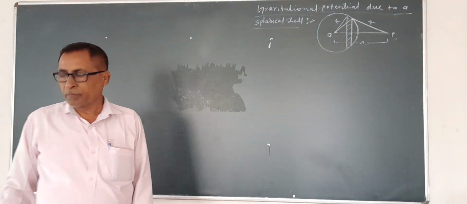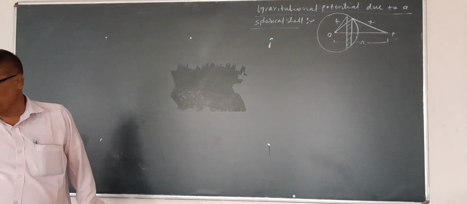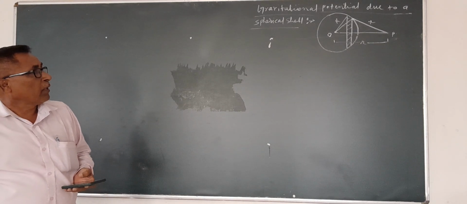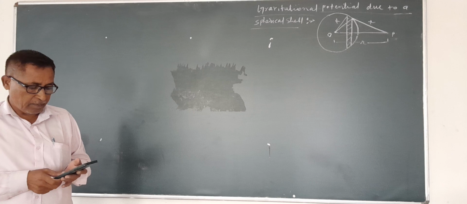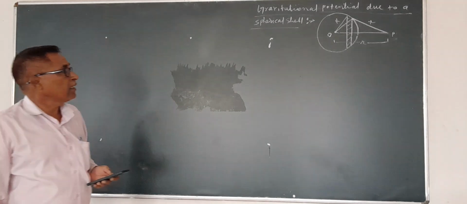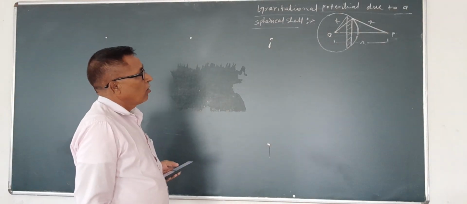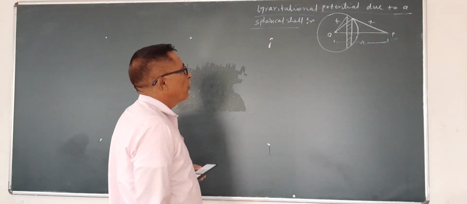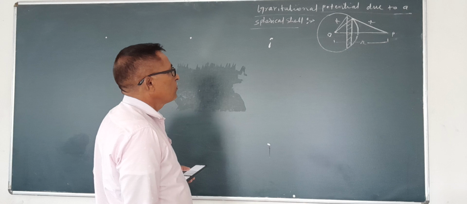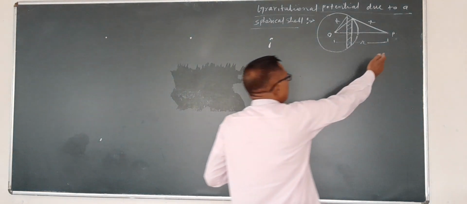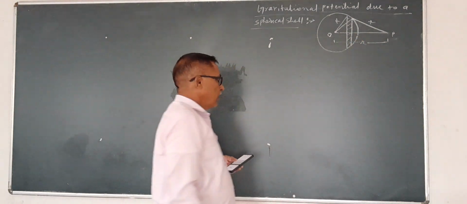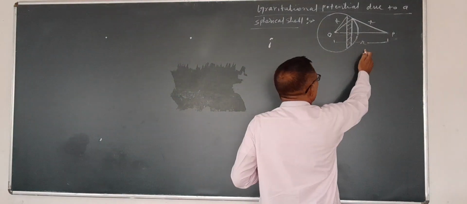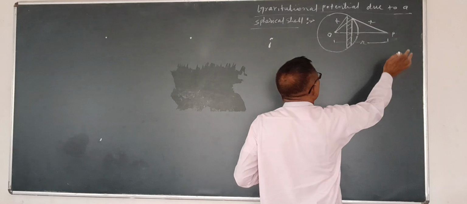Good morning, students. Today we'll see the gravitational potential due to a spherical shell. For this, we'll consider a spherical shell of radius r, and a point P at distance r from the center of the spherical shell.